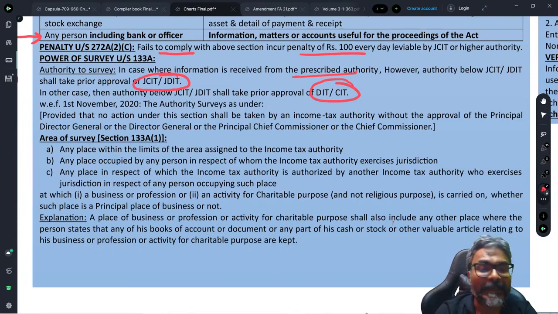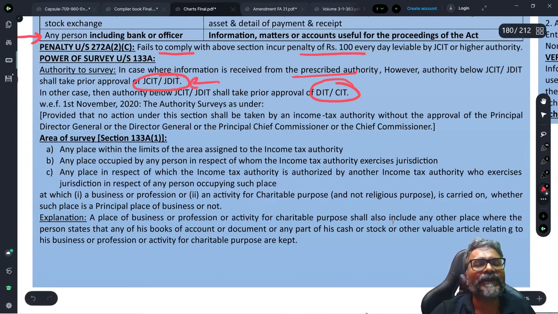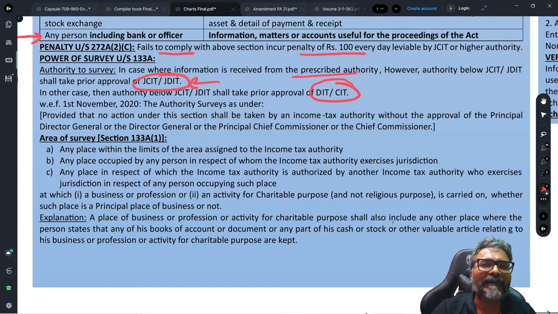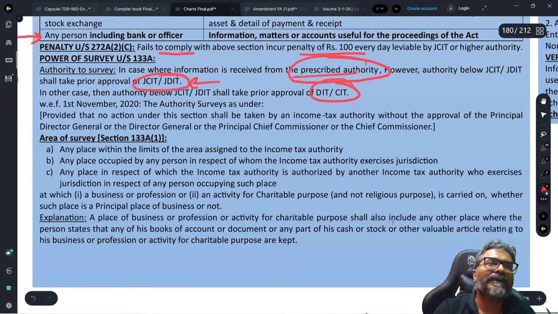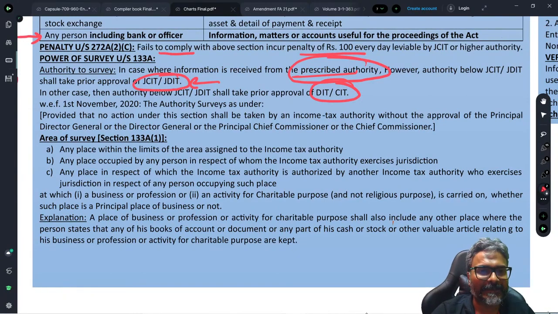So in all the remaining cases, you need to take the approvals from whom? From the CIT. Whereas wherever the information is coming from the prescribed authority, you will have to take the approval from the JCIT.